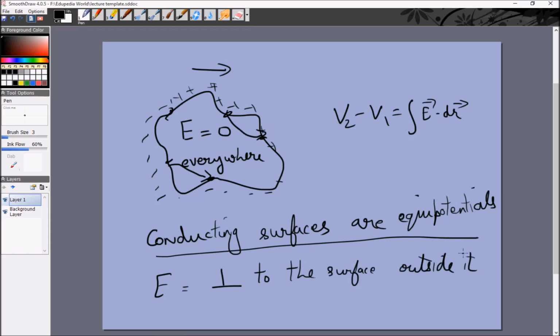Another important property: the electric field is always perpendicular to the surface just outside it. For example, if you take this point, the electric field here has to be outside, because if the electric field had a tangential component, then the induced charges at this point would rearrange themselves, and they would keep rearranging themselves until this tangential component vanished. So in equilibrium, the electric field everywhere just outside the surface is perpendicular to the surface. The direction of the electric field might be inside, it might be outside, but it is always perpendicular to the surface. It does not have any tangential component. Okay. So these are the three basic properties of conductors.